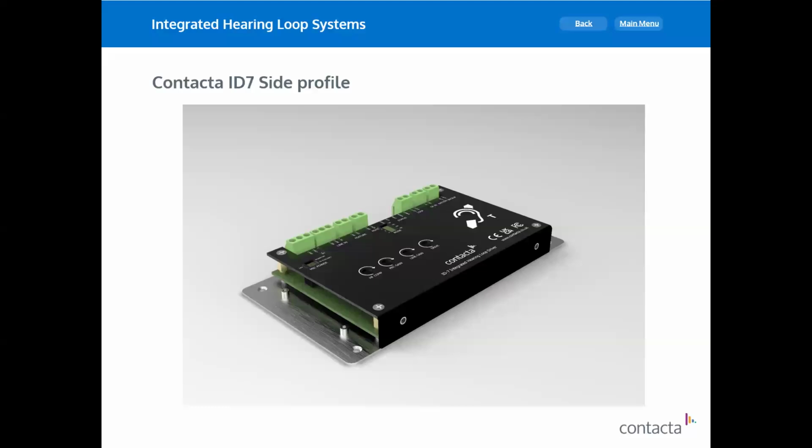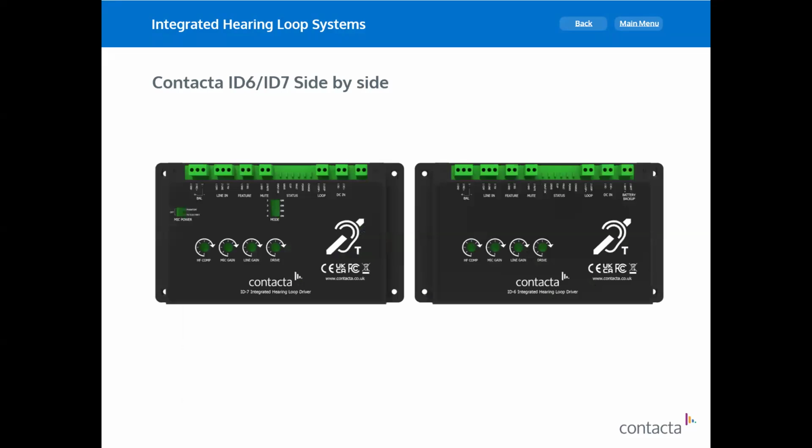It's not something that is intended for installation in a rack. It's very, very small as well. So if I put these products side by side, the ID6 basic model is on the right. You can see that the ID7 has more connections.